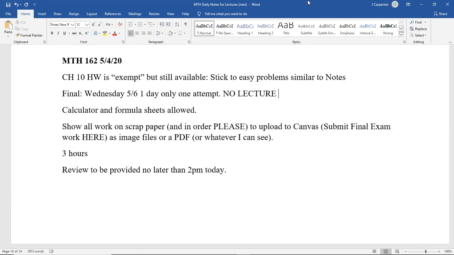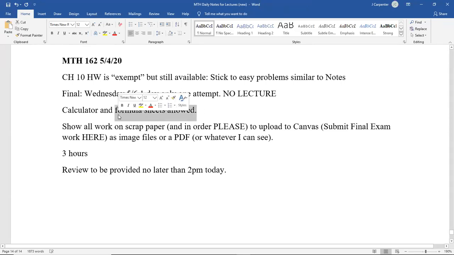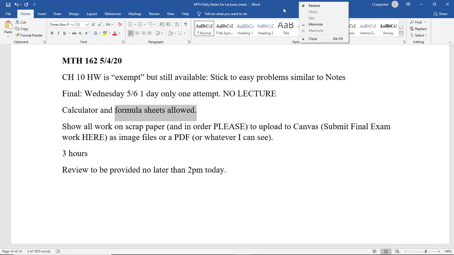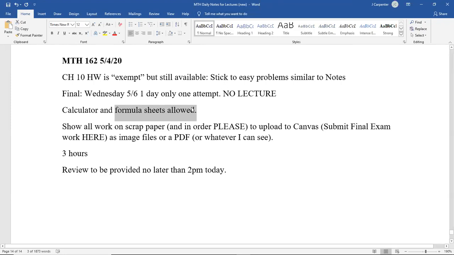Calculator and formula sheets are allowed. What formula sheet? That would be the formula sheet that you were allowed for test 2, which means you're doing this at home. So all the little details I said were supposed to be blanked out, and were blanked out on the sheet I gave you. I'm not going to finish my sentence, but you know what I'm saying. Show all work on scrap paper and in order, please, to upload to Canvas.